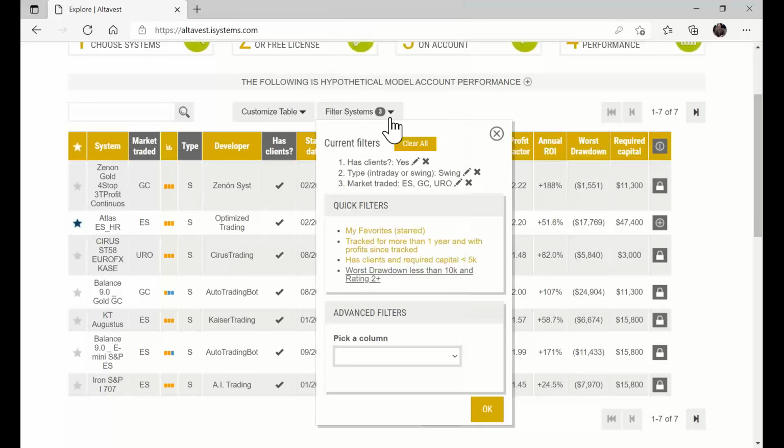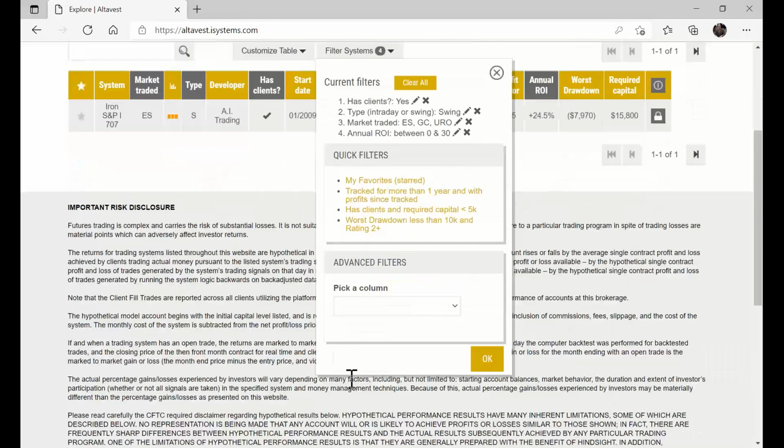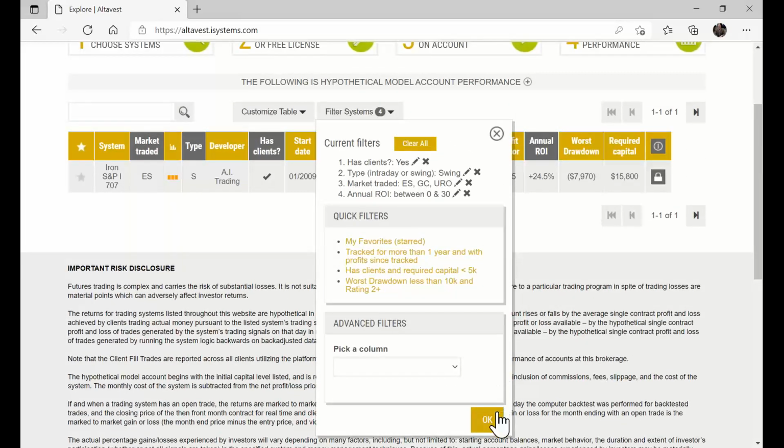Here we go. Let's look at that. Annualized return on investment. Let's just throw out 30%, 0 to 30%, see what we get. And there's one system. So that's kind of cool. You get to see how that works.